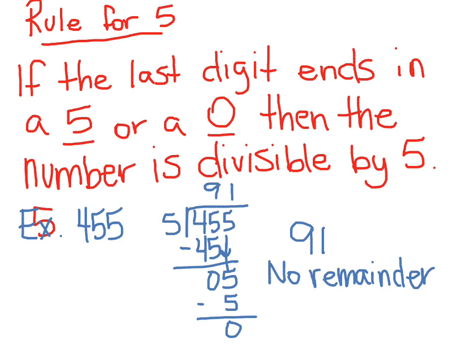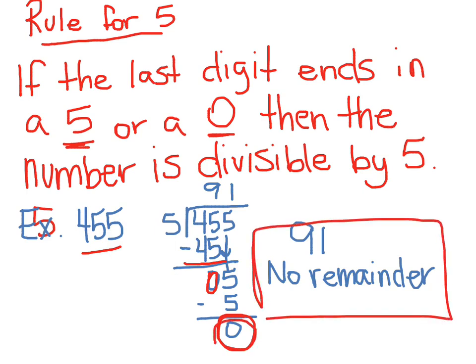Okay, the next rule is the rule for 5. If the last digit ends in a 5 or a 0, then the number is going to be divisible by 5. So for example, the number 455, it ends in a 5. So if I take 455 divided by 5, 9 times 5 is 45. 45 minus 45 is 0. Bring down the 5. 1 times 5 is 5. Subtract, and I get 0. No remainder. So my answer is just 91.